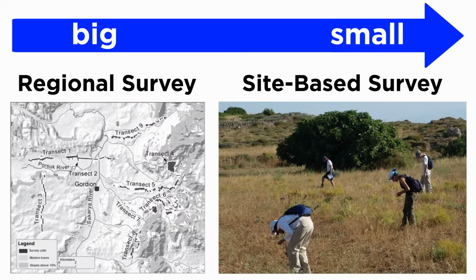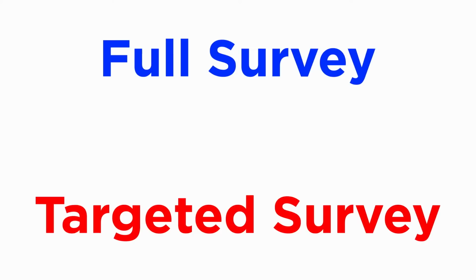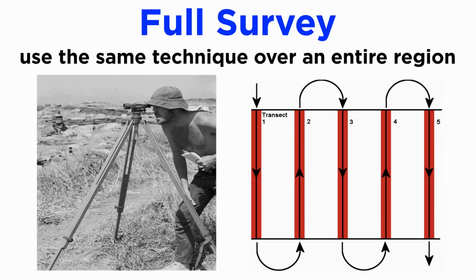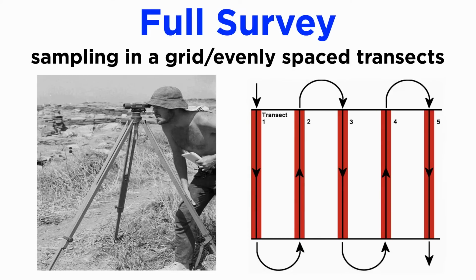Surveys start big and get smaller, moving from regional survey to site-based surveys. Surveys can be full or targeted. Full surveys use the same technique over an entire region, perhaps sampling in a grid or using evenly spaced transects. Transects are lines of survey with space around them. This is very useful as it is a more unbiased survey. However, it is much more time-consuming, often with much of the survey finding nothing.